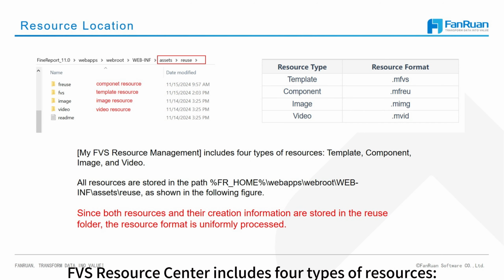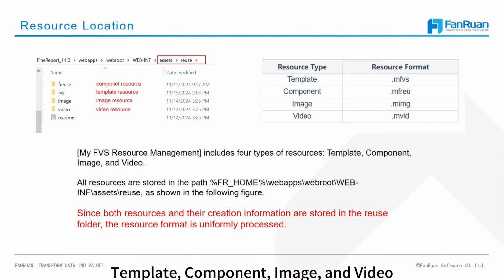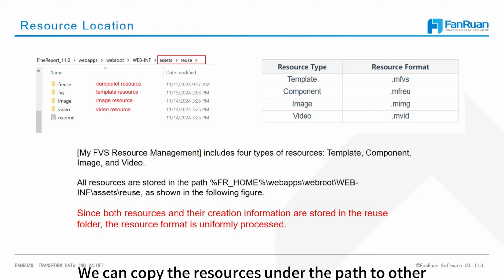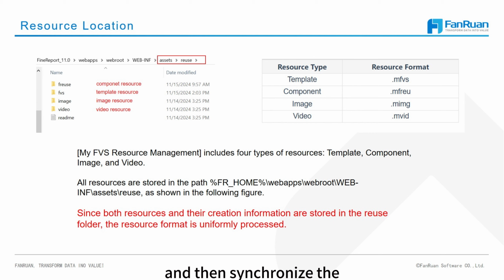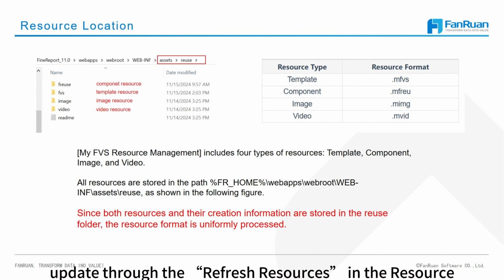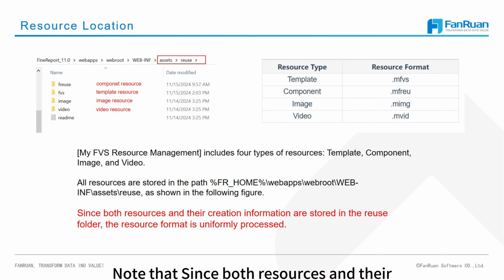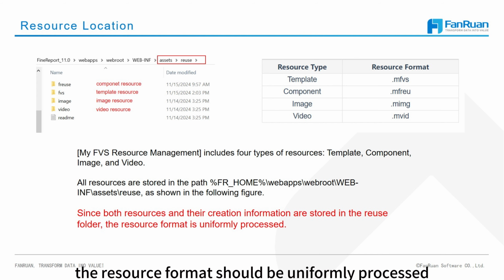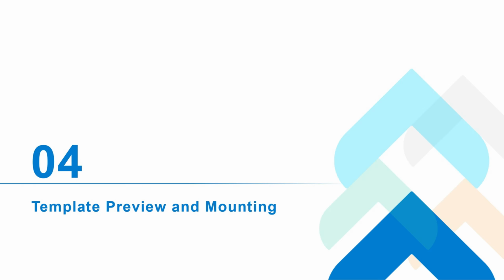FVS Resource Center includes 4 types of resources: template, component, image, and video. We can copy the resources under the path to other people, put them under the same path, and then synchronize the update through Refresh Resources in the Resource Center. Note that since both resources and their creation information are stored in the Reuse folder, the resource format should be uniformly processed. At last, we introduce Part 4, Template Preview and Mounting.